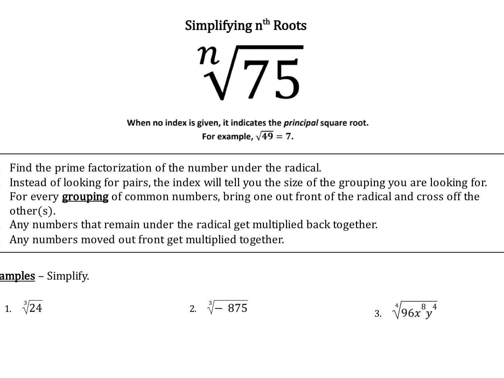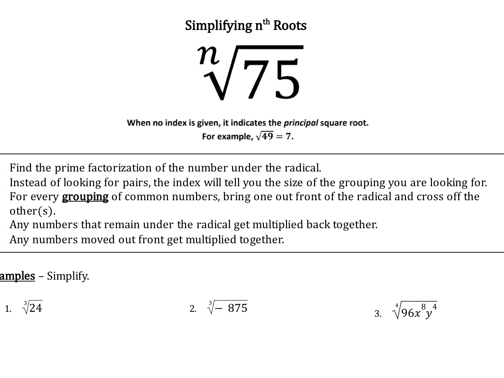We have been talking about simplifying square roots. Today we are going to step it up a notch and talk about simplifying what we call nth roots. Before, we were looking at square roots, for example, the square root of 49 equals 7. We were looking for pairs, so two of a kind.